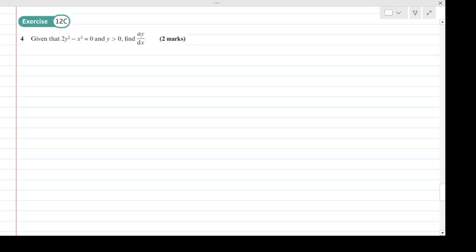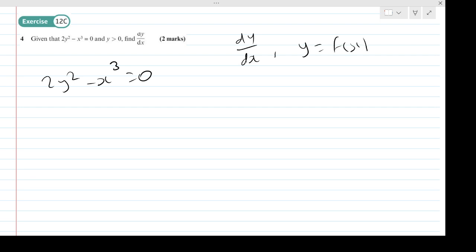We're told that 2y squared minus x cubed is equal to 0. We need to find dy dx. Well, if we're going to find dy dx, we first need y on its own equal to f of x, right? I need y equal to some expression of x. The problem I have here is I have 2y squared. I don't have y here. I need to rearrange to get y only, not 2y squared. So, okay, let's rearrange for y.